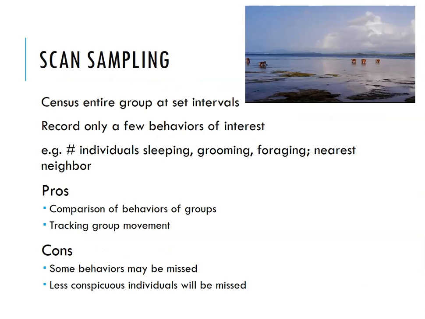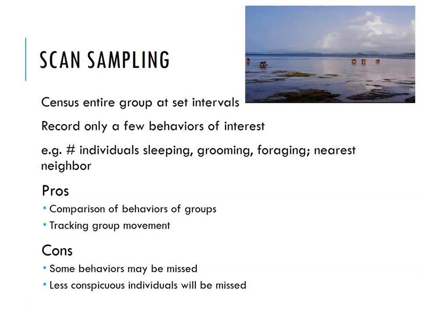If you want to catch some of those interesting behaviors, another option for sampling would be scan sampling. Again, this works very well when you're looking at social animals where you have lots of them together. And you basically just census the entire group at set intervals. So you're just counting what they're doing for given periods of time. Generally, you only record a few behaviors that you're interested in.